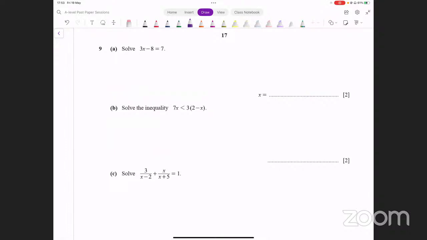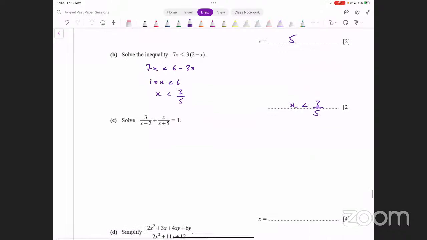We need to solve this equation. 3x equals 15, x equals 5. That's our result here. That's pretty straightforward. Inequality solve करनी है, 7x less than 3 into 2 is 6, minus 3x, then you have 10x less than 6, x less than 6 over 10, which is 3 over 5. This is our final result here. ये तो free के marks से दिए हुए यहाँ पे.